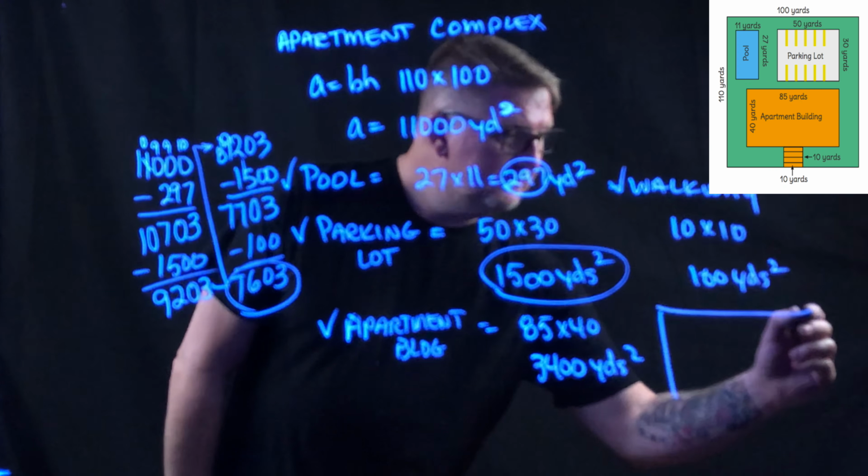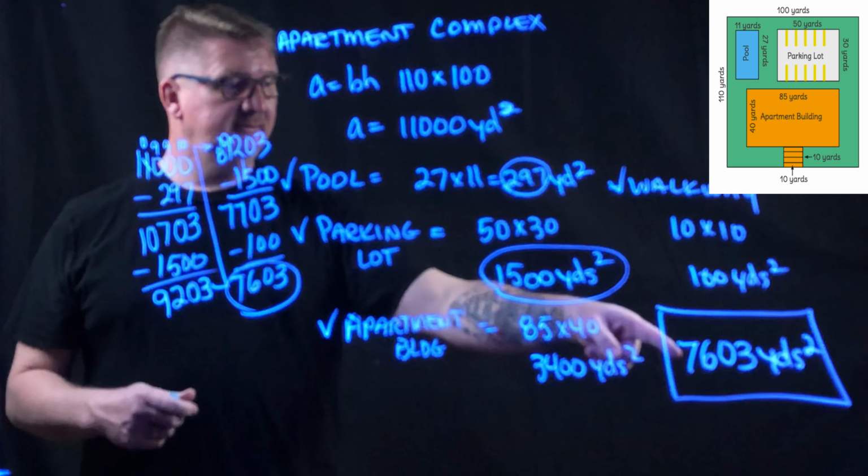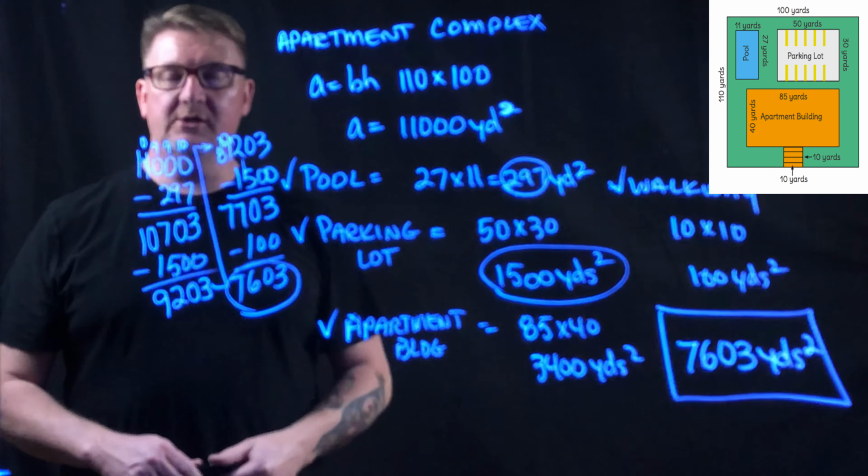Okay, you might see a problem like this on a test, and it may ask you if grass is, I don't know, $8 a square yard, how much money will it cost to put grass in the complex? So keep in mind that there may be more steps to a problem like this. But for our purposes here, for what we just did, 7,603 square yards is our answer.